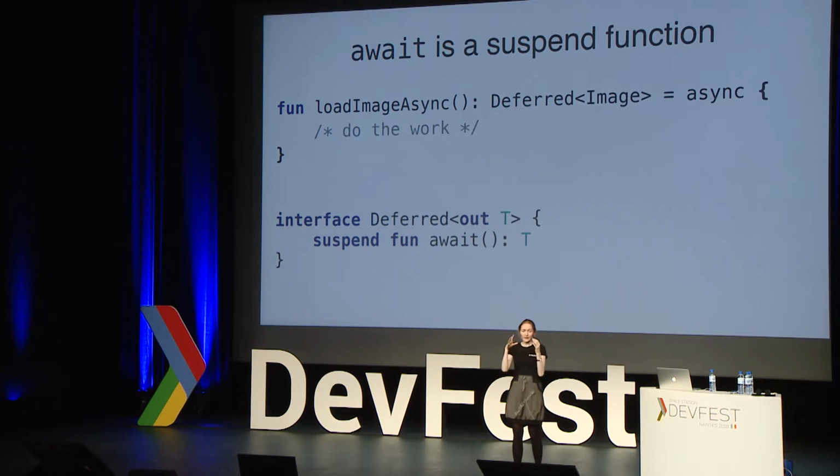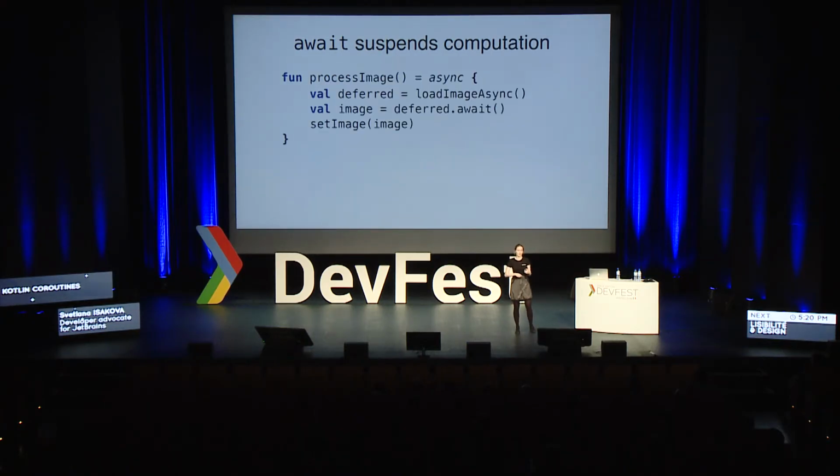Here we call async, and async returns us an instance of a Deferred type. It's a synonym for future, something that is promised to complete in some time. And we can call await on such a Deferred object, and this await is indeed defined as suspend, which means that, yes, this is a marker that suspends our computation.